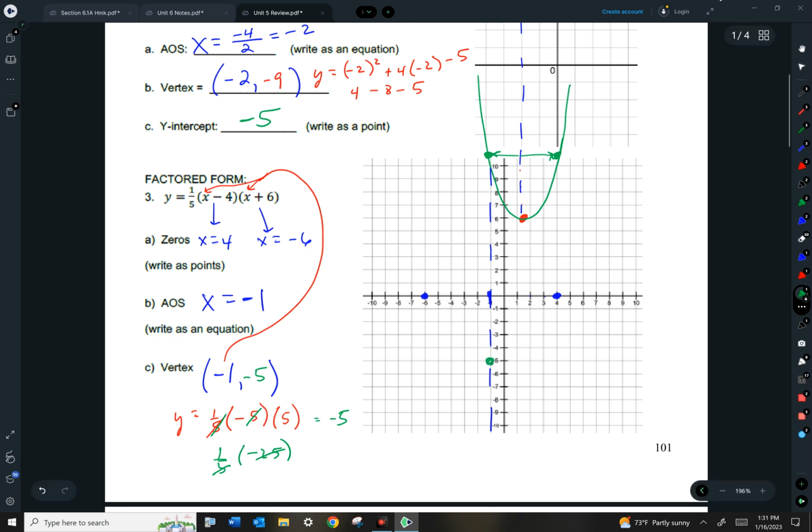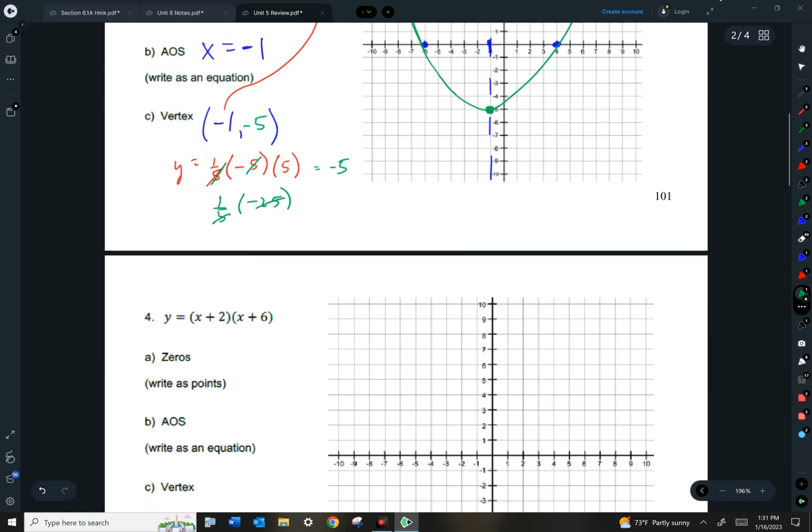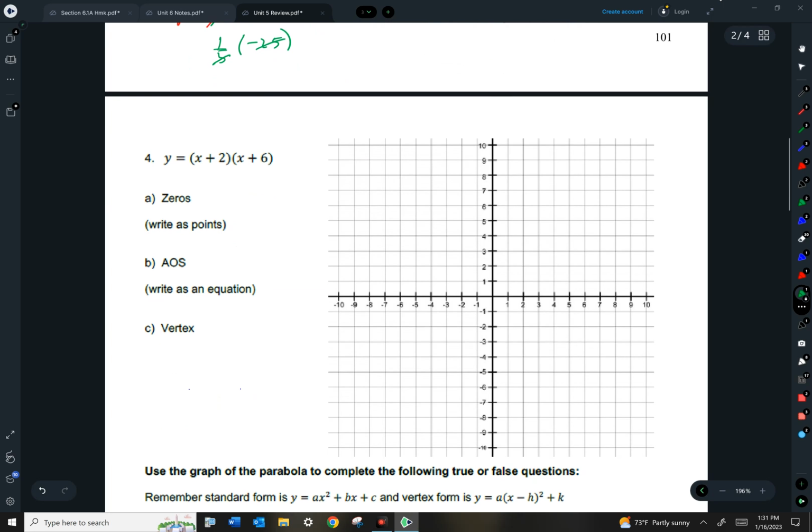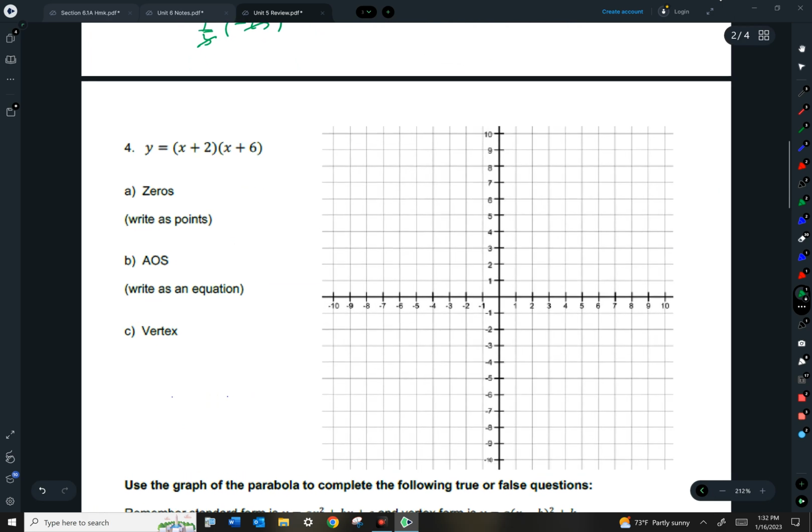And so I've got 3 points. This is going to be kind of a wide parabola. Something like that. Okay. So we've got one more in factored form. It's in factored form, so remember the zeros are the solutions or the x-intercepts. So I've got x equals -2, and from that one I've got x equals 6.